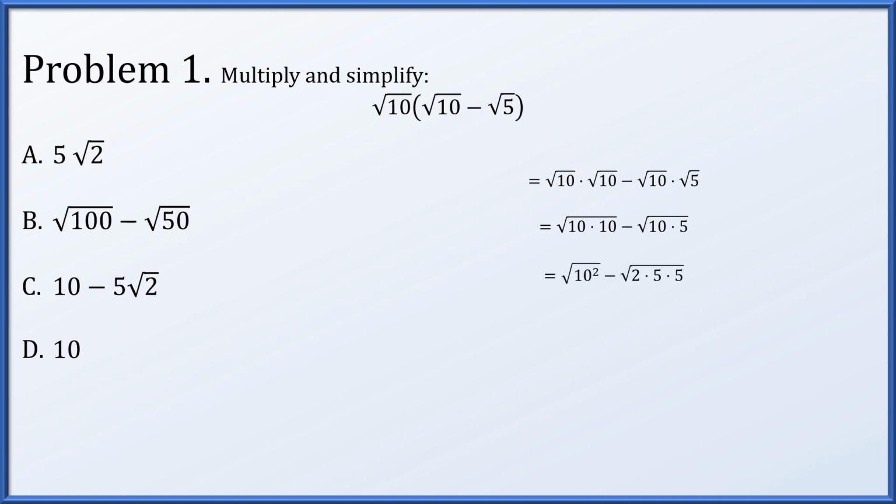On the left, we have 10 times 10, or 10 squared, and on the right, we can factor 10 as 2 times 5. In other words, we have the square root of 10 squared, that's just the absolute value of 10, or 10, and on the right we end up with the square root of 5 squared, which we can just replace with a 5. So we have 10 minus 5 root 2, that's option C.